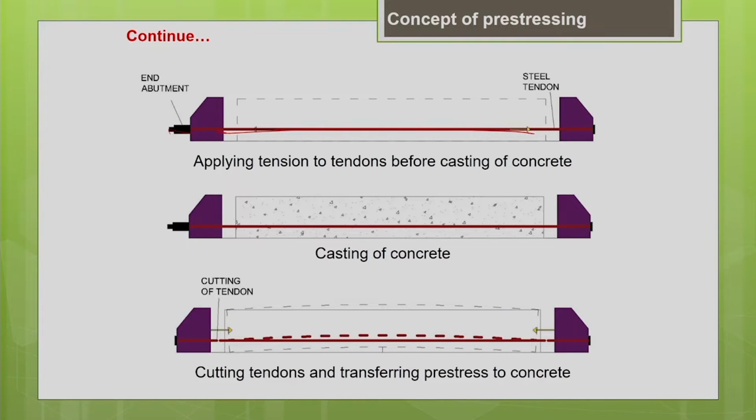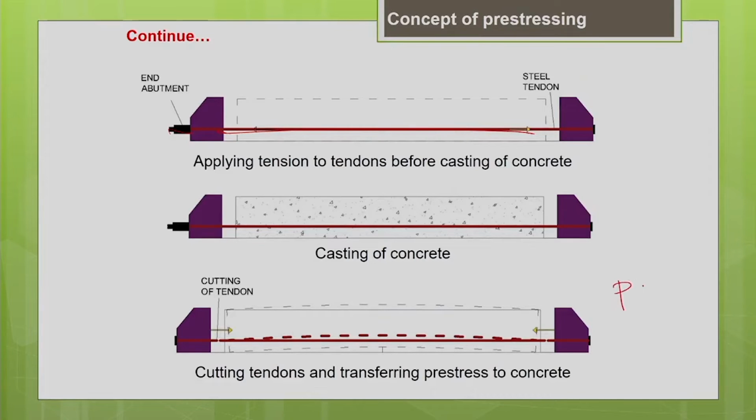and release the stress. So once you release the stress, what is happening? The tendons will try to come back to their original length. But the concrete, which is already hardened, will prevent that. So it will transfer some amount of stress into the concrete, that is called pre-stress. So we are transferring stress into the concrete even before the load application.